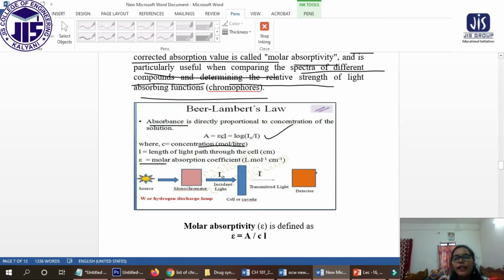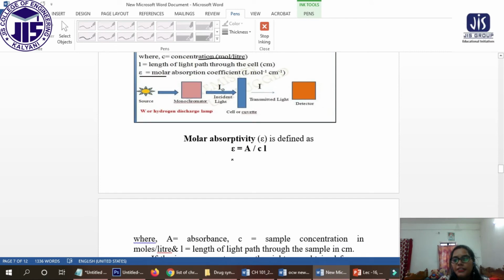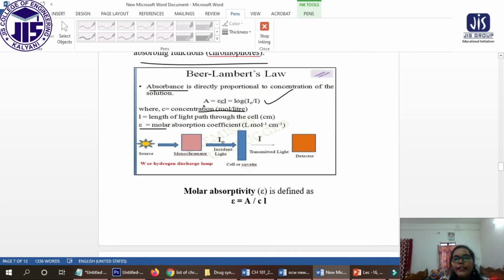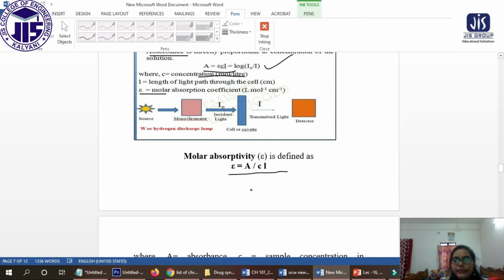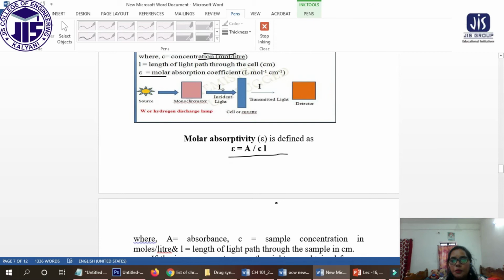So this is called Lambert-Beer's law. Now molar absorptivity: we already know that absorbance A equals epsilon C l. Epsilon is your molar absorption coefficient. So we can convert this: epsilon equals absorbance divided by the concentration of the sample and the length of the light pathway through the cell. So this is the mathematical expression of the molar absorption coefficient.